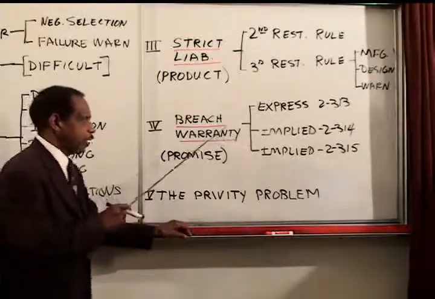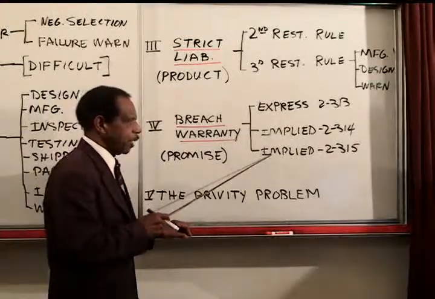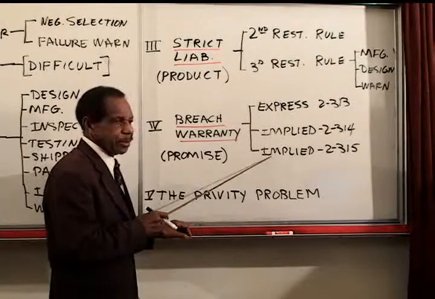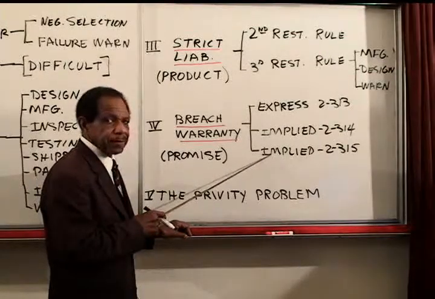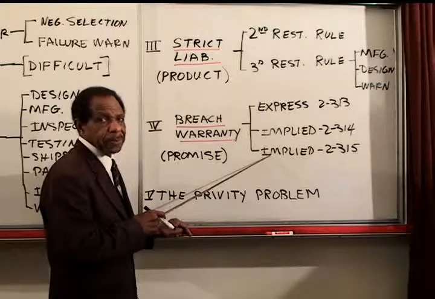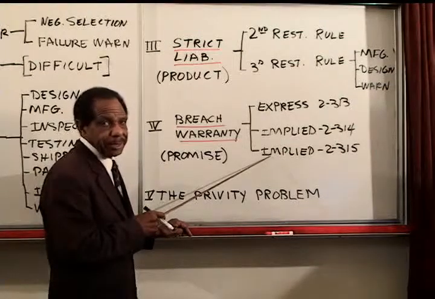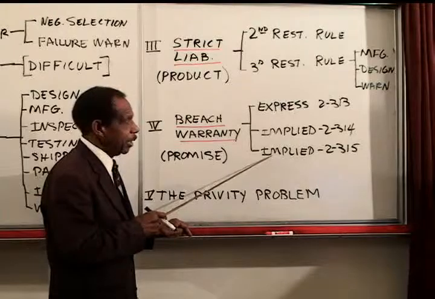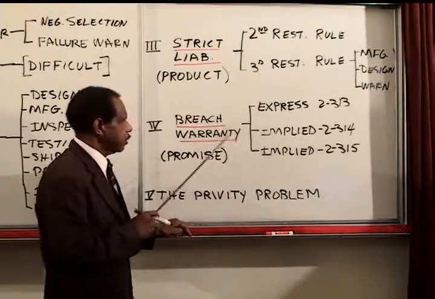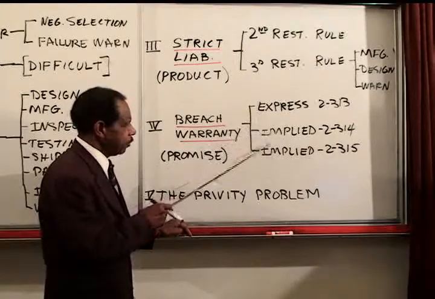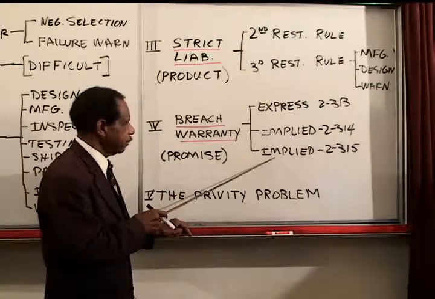And the suit is based on the breach of the implied warranty that the product is fit for a particular purpose. Now this only applies if the commercial seller represents that the product is fit for a particular purpose, and it turns out it's not. 2-315. So in the case of breach of warranty, these are the three theories that need to be applied.